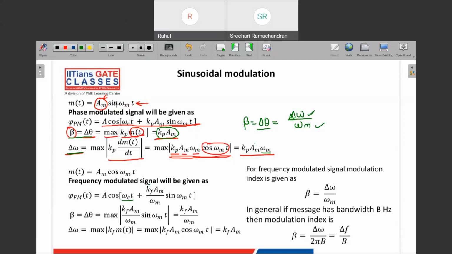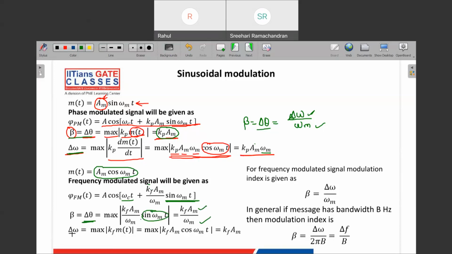So once you integrate the message, you get the sine. In this case, I have assumed the message to be equal to cos, so after integrating you get sine omega_m t. Now when you calculate the maximum phase deviation, it will be max of k_f A_m / omega_m times sine omega_m t. This attains its maximum value when the sine is equal to 1, and the maximum value will be k_f A_m divided by omega_m.